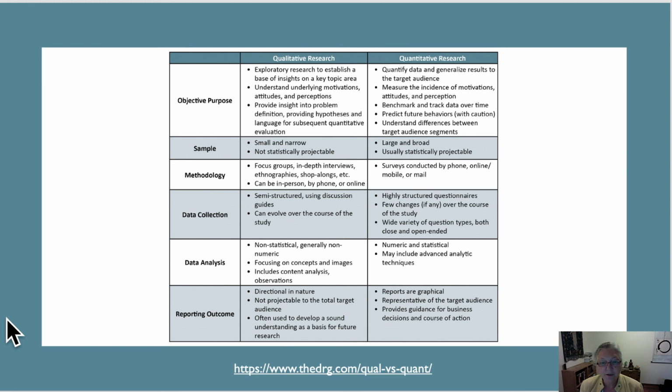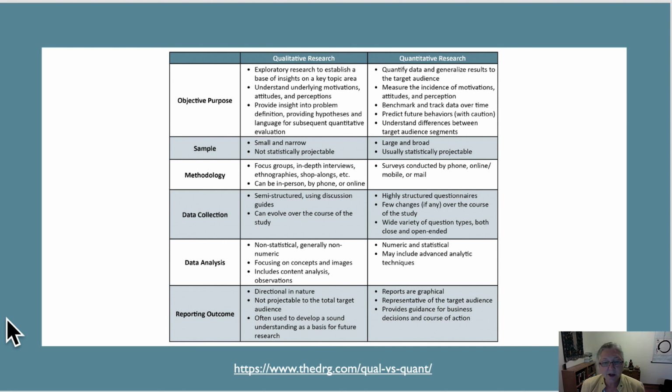It measures the incidence and the motivation of attitudes or perceptions. It can be a benchmark and track data over time or predict future behaviors. If you think about quantitative research, one of the things you think about often are the psychological exams that people will take that have strict reliability and validity. For example, you probably all took an SAT or an ACT, and when you go to graduate school, you may take a GRE.